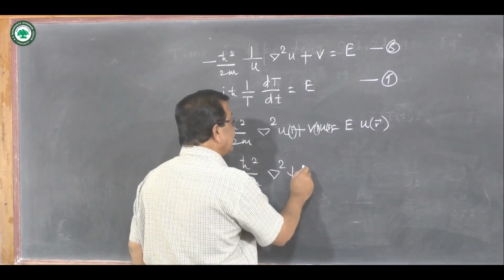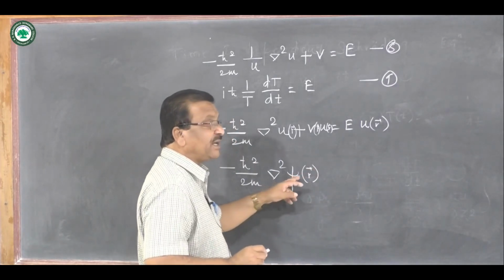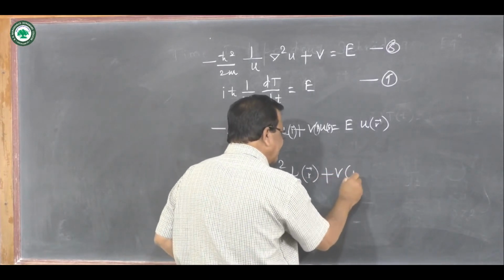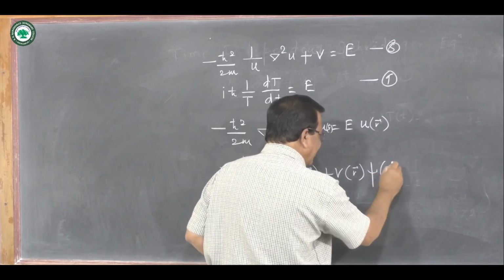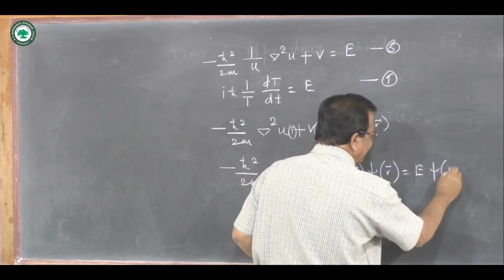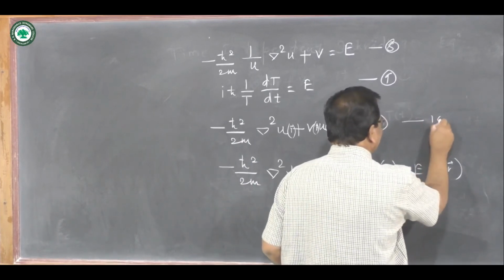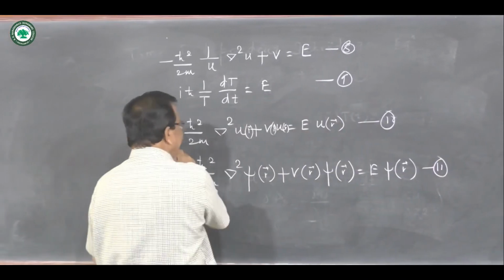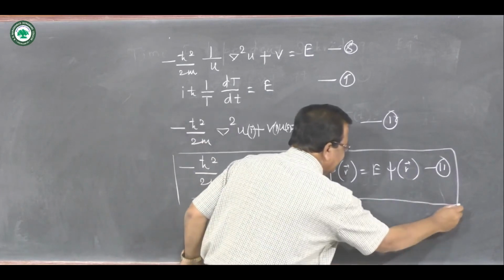What is important here is that in this equation psi depends only on r, and v depends only on r, equal to E psi, where psi depends only on r. So this is equation number 10 and this is 11. This is the time independent Schrodinger equation in 3 dimensions.